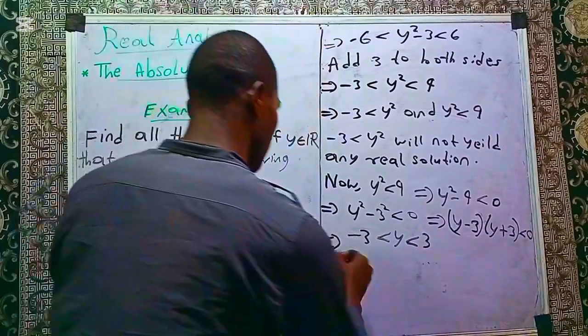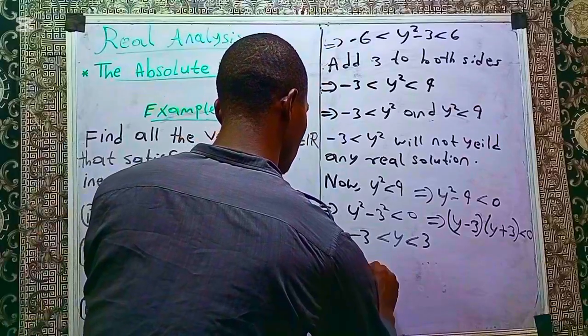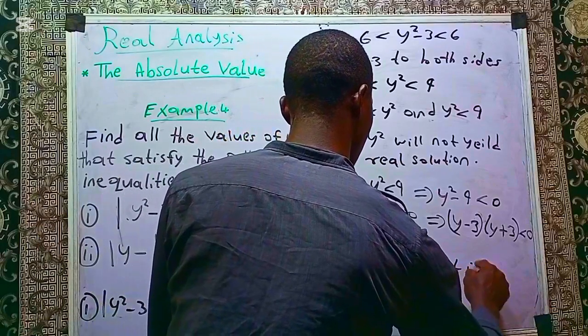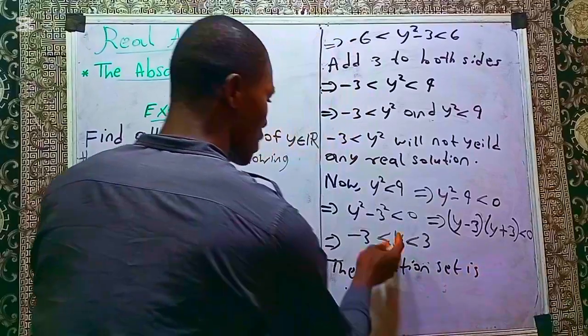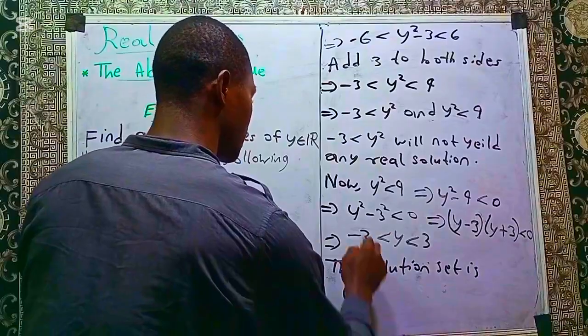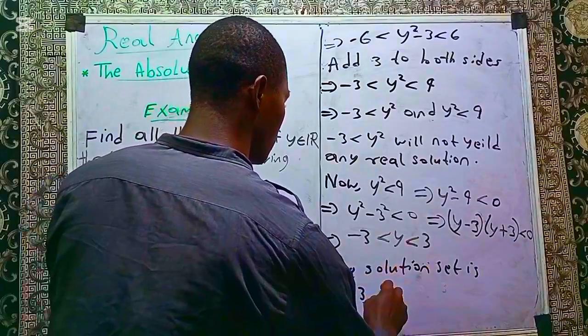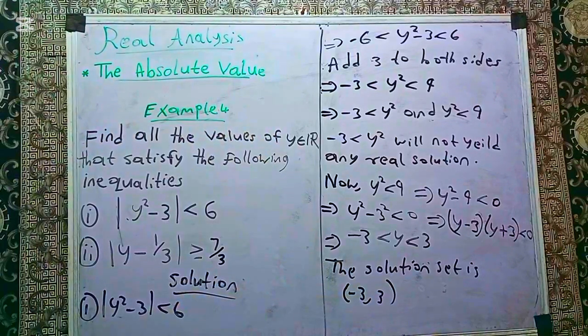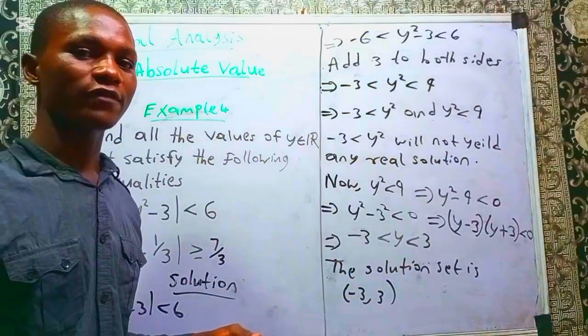So the solution set is, since we have strictly less than, we use open brackets, (negative 3, 3). So this will give you the interval. I wrote the solution in interval form.